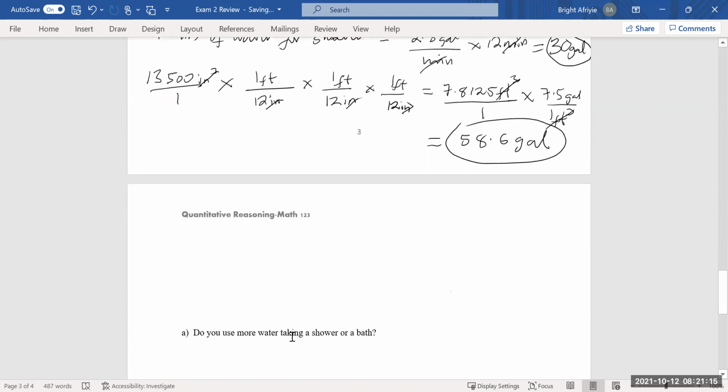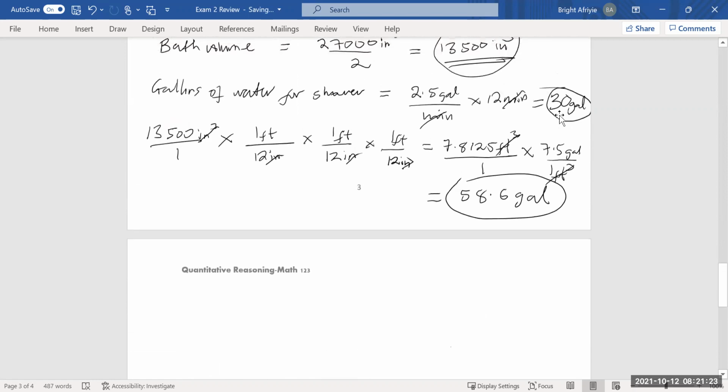So you can say that, do you use more water in taking a shower or a bath? So you use more water taking a bath than a shower, right? So this is for bath, and this is for shower. All right, so that is how you've distinguished the two.